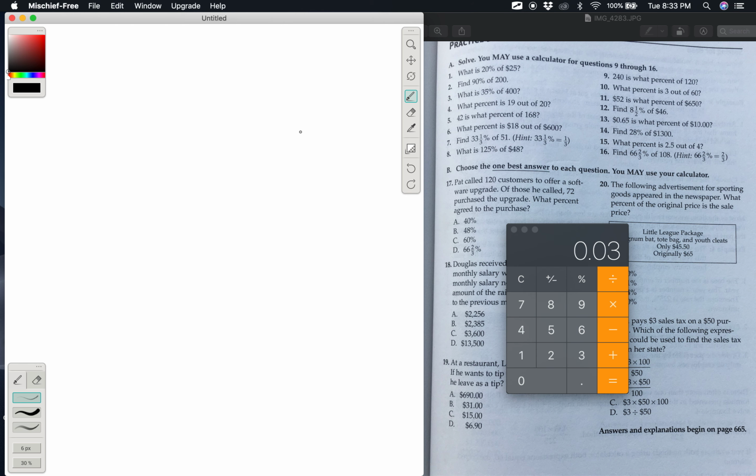Okay, so here we have, when we did our fractions, I mentioned to you guys to know your fraction and decimal equivalents, which is important. Okay, let's just go over this. Find 33 1/3% of 51.